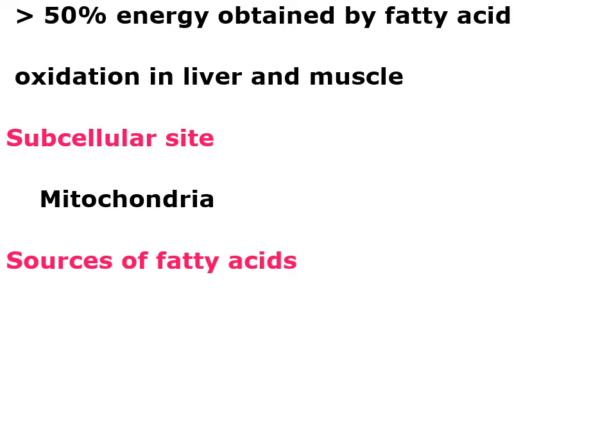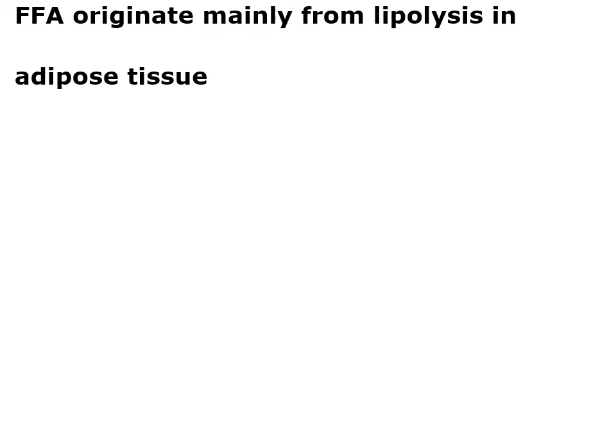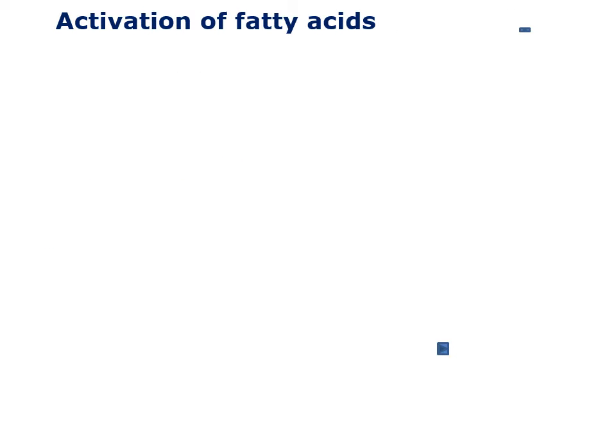What are the sources of fatty acid? One is those taken up from the plasma, that is the free fatty acid. Free fatty acids originate mainly from the breakdown of fat in the adipose tissue. Second one is from chylomicron. Third one is from very low density lipoprotein. Now what is the first step in fatty acid oxidation? Remember, the fatty acid is present in the cytosol, but the beta oxidation proper takes place in the mitochondria.